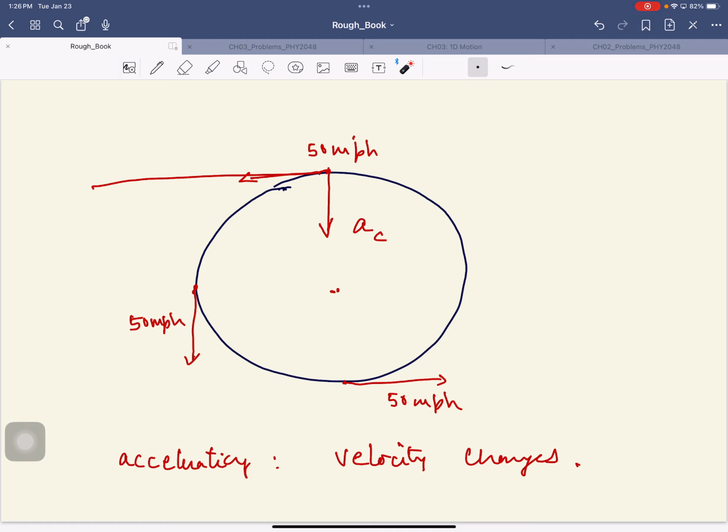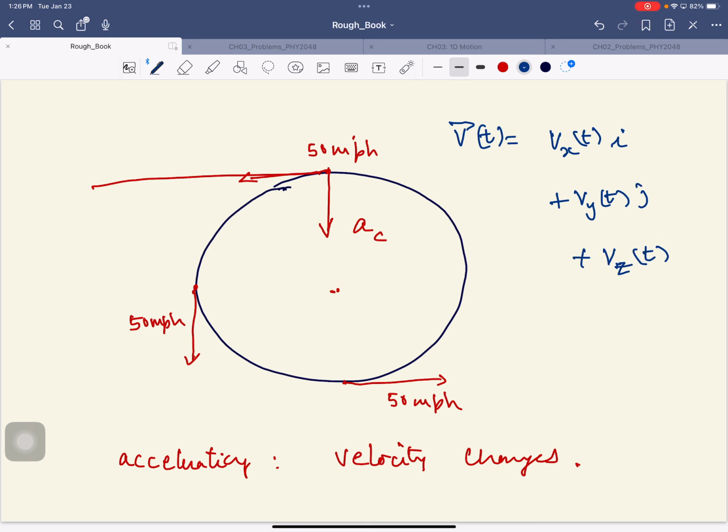So again, when do you have acceleration? Whenever velocity changes with time. Whenever velocity is a function of time, then you're accelerating. So if those guys are constant, then you're not accelerating.